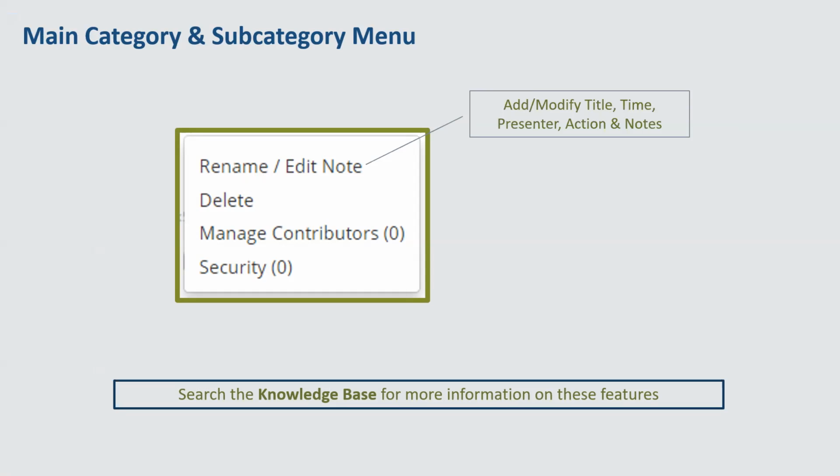Maybe you have it titled approval of minutes, but you want approval of minutes from February meeting or December meeting or something like that. So go ahead and rename it. You can always add in a time or a presenter as well. Maybe you're not going to use this category anymore in this meeting. Go ahead and delete it out.